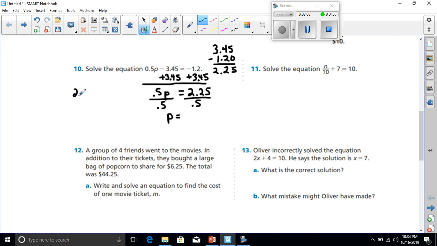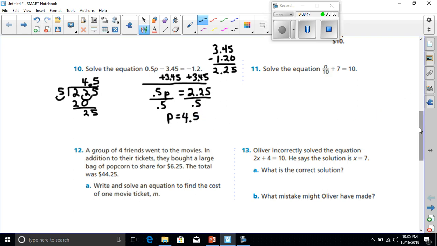Well, 2.25 divided by 0.5. Let's do the math. Well, we know that we have to move our decimal over, which means we move this decimal over 1. So our new decimal placement is there. How many times does 5 go into 22? Well, that'd be 4 times, because 5 times 4 is 20. That's going to leave me 25. And how many times does 5 go into 25? 5, of course. That means my answer has to be 4.5.